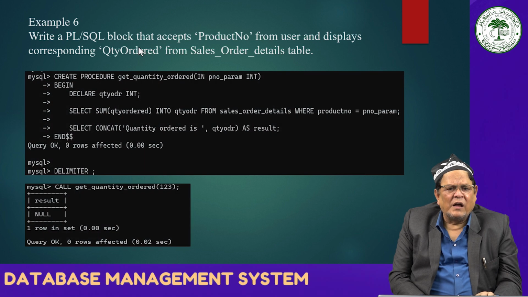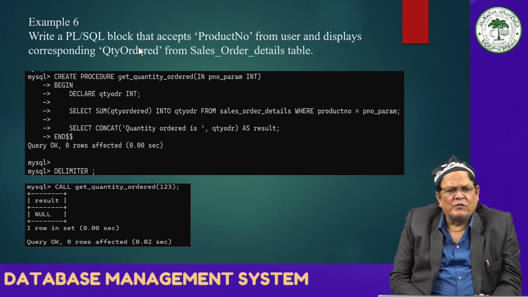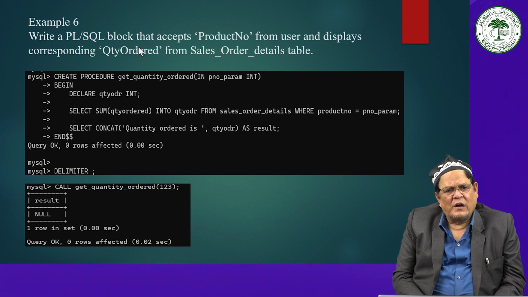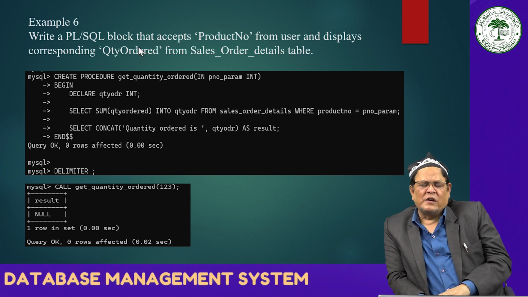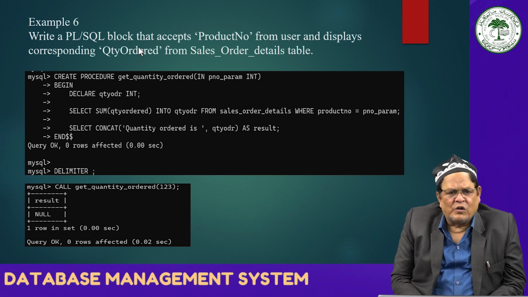The next and the last question I am taking is for PLSQL. So I hope you are able to understand the advanced SQL statements. Here is a very simple question. Write a PLSQL block that accepts a product number from the user and displays the corresponding quantity ordered from the sales order details table. It is the table which I have already discussed in the previous lecture, and you have already created it and inserted the values.